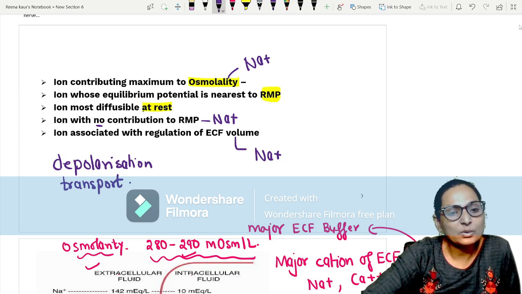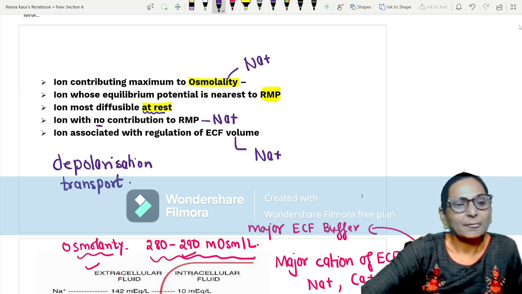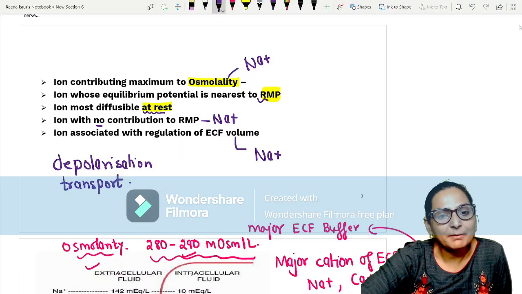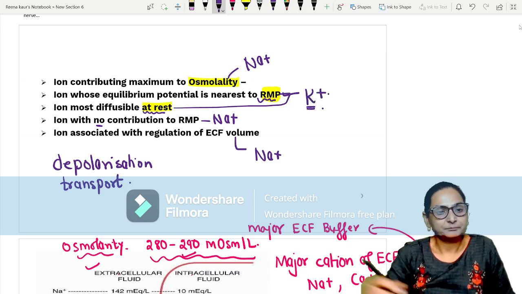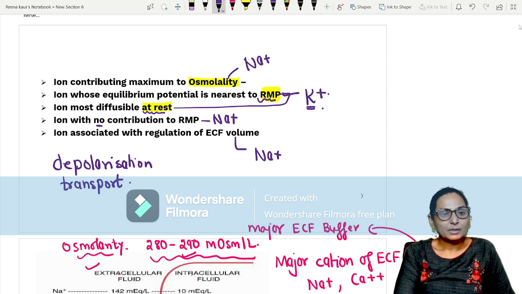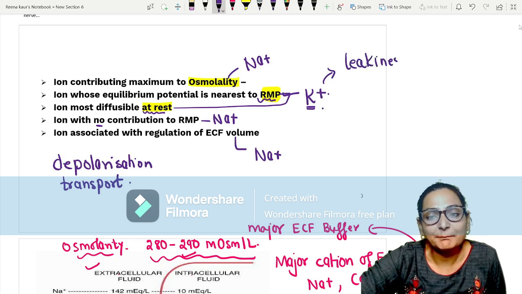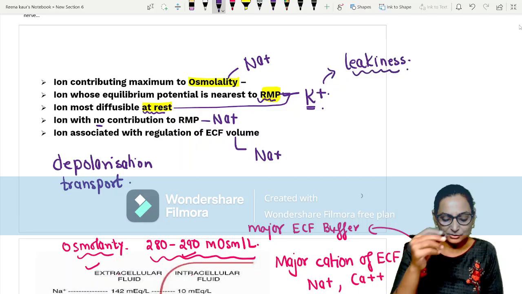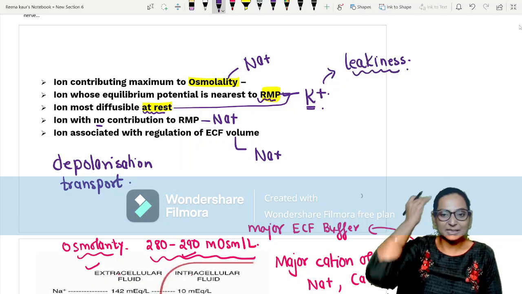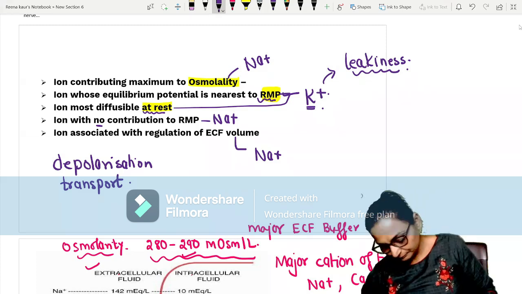But the ion which is most diffusible at rest and contributes maximum to RMP, this is your potassium ion. So osmolality, ECF volume, depolarization, transport are sodium, but no contribution to RMP. RMP is contributed mainly by the potassium channels. What is the cause? Leakiness. Maximum leakiness is for the potassium channels.